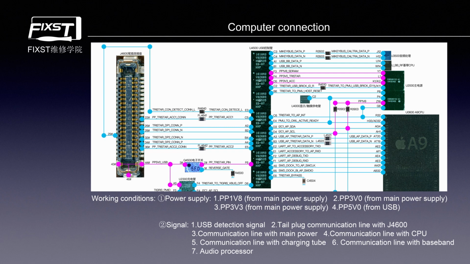Okay, now we see the B6 pin. This pin is the host reset signal from the USB control IC to the PMU. Continuing down, we see the C6 pin. This pin is the interrupt signal from the USB control IC to the CPU. And the E4 pin is the active ready signal from the PMU to the USB control IC. This signal is also sent to the CPU.